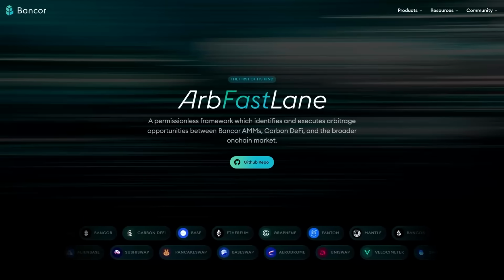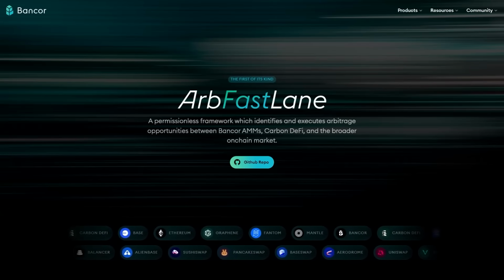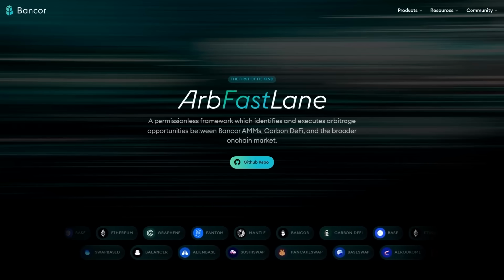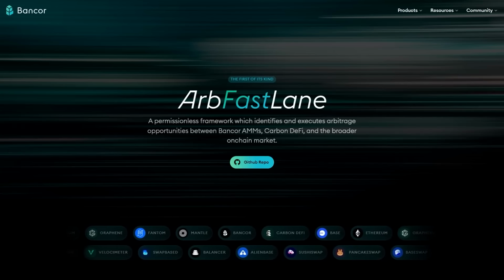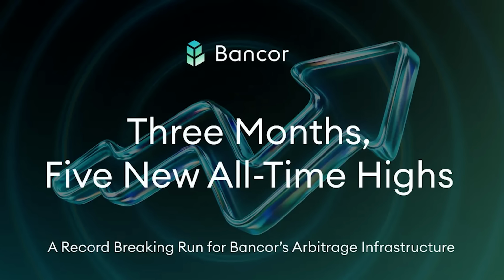For institutional participants, the Arb Fastlane bot is infrastructure which provides enhanced execution quality, reduced slippage in large transactions, and more predictable market conditions. And for blockchain networks, the Arb Fastlane bot provides increased network utilization and more network token usage. The Bancor Network Arb Fastlane bot has demonstrated exceptional performance on the Sei Network, with 5 new records broken in 3 months, which showcases the scalability and efficiency of the Arb Fastlane bot as infrastructure.